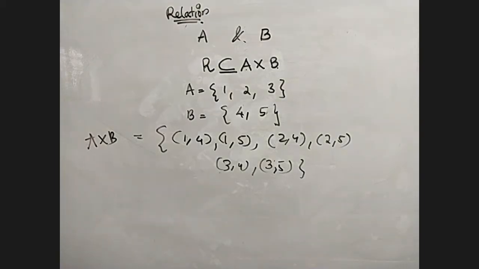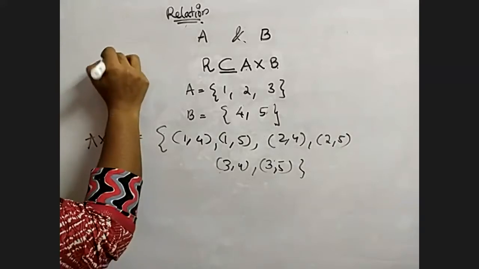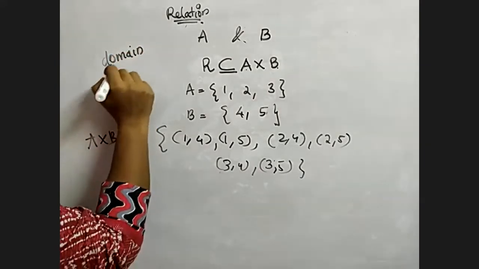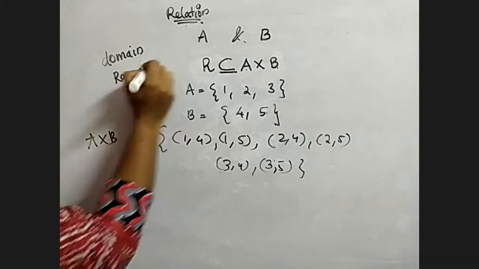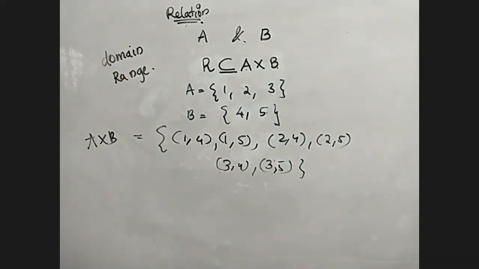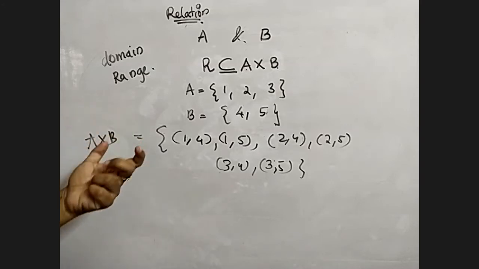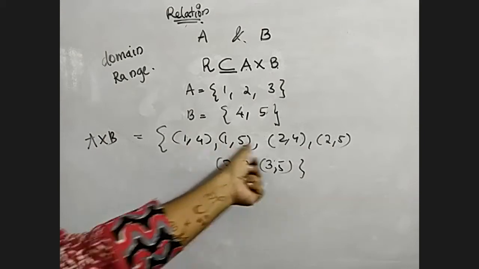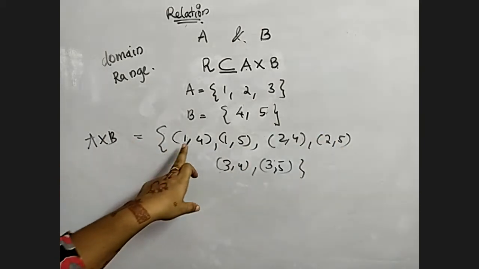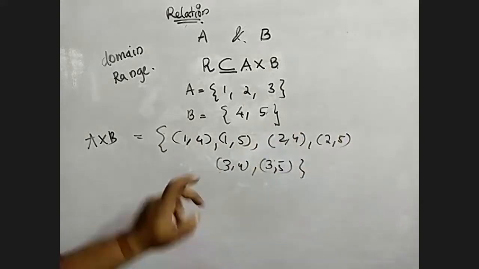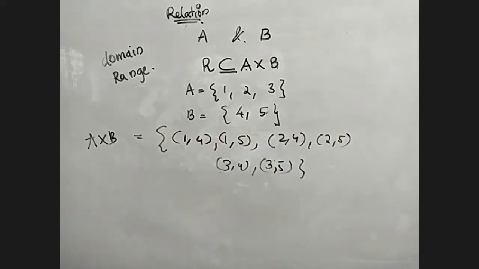Okay. Now I need to explain to you what is domain and what is range. Domain means it is the set of all the first elements. That means here the first elements are 1, 2, 3. Set of all first elements is known as domain and set of all second elements is known as range. Understood?